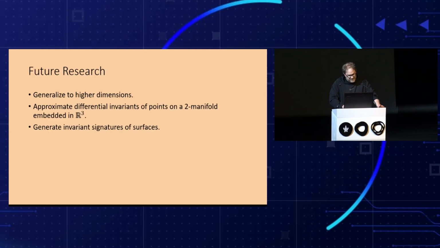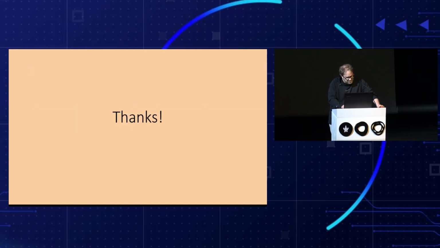In our future research, we want to take this approach and generalize it to higher dimensions and approximate differential invariance of points on two-manifolds or surfaces embedded in R3, and see if we can generate invariant signatures of surfaces and use them for shape analysis of point clouds and 3D shapes. And that's it. Thank you.